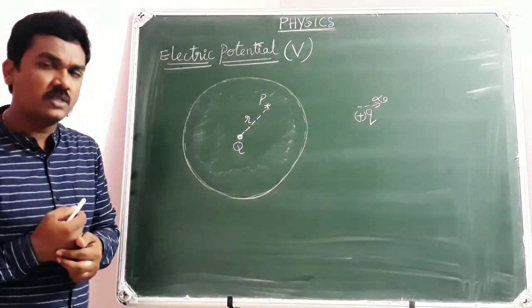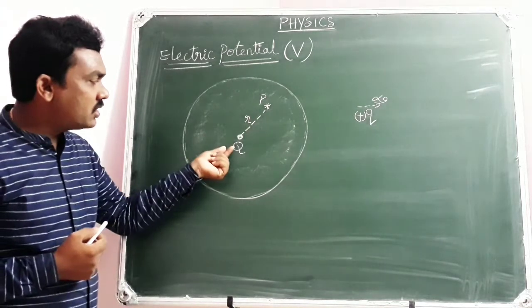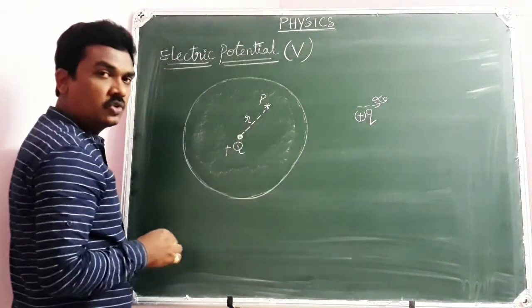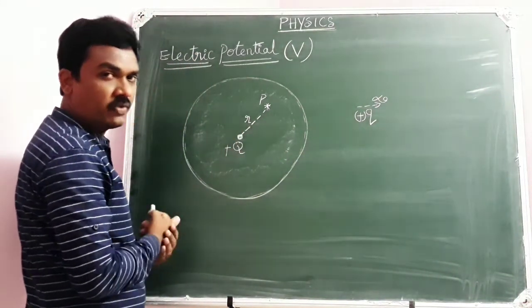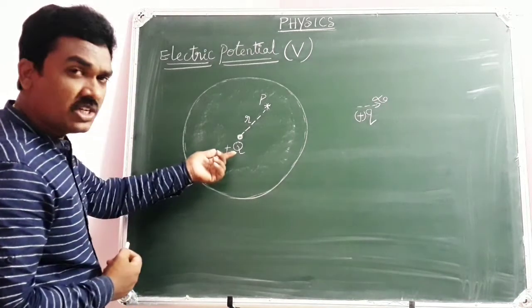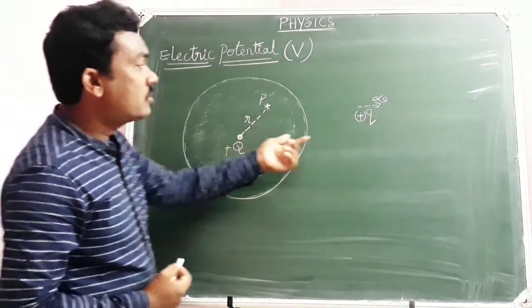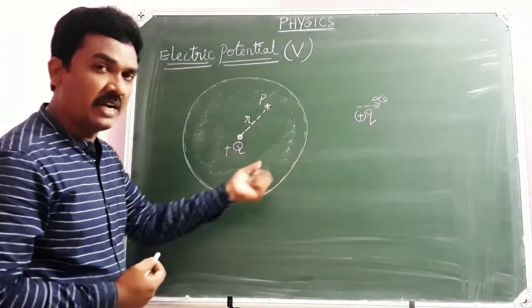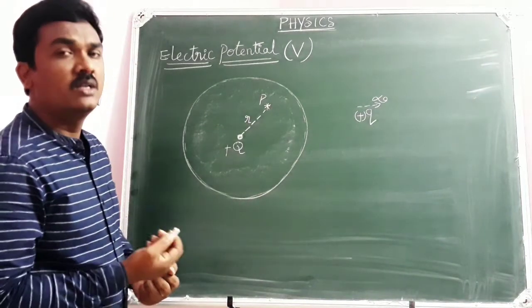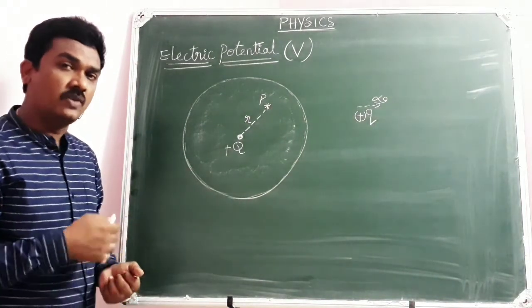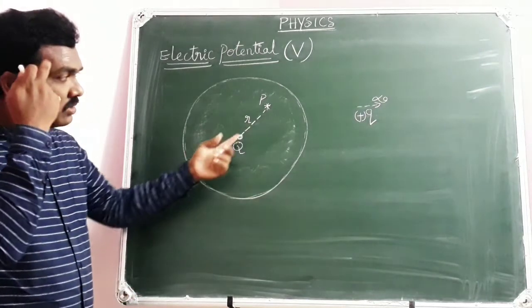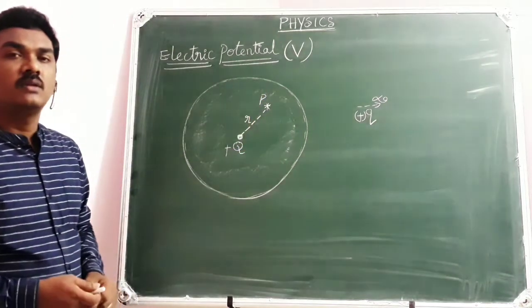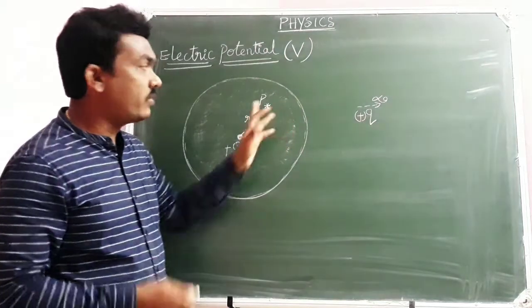Sir, do we need to do work always? See, if the source charge is positive, then there is a force of repulsion on the test charge, so we have to do work against the electric field. If the source charge is negative, then while bringing this positive test charge, the electric field will do the work because it will attract. Unlike charges attract, like charges repel. So when the source charge is positive, and your test charge is already positive, there is work done against the electric field.